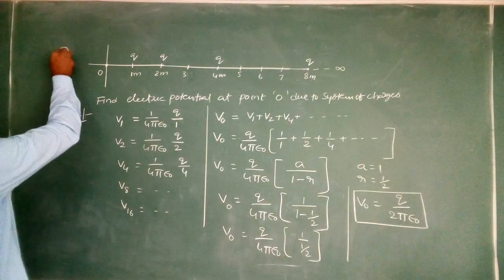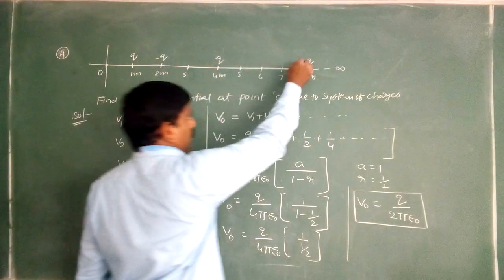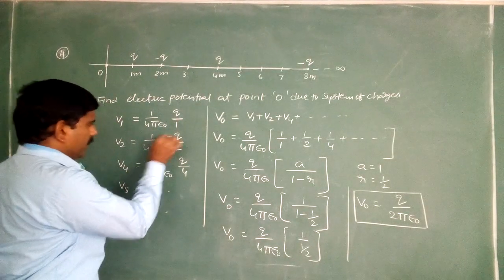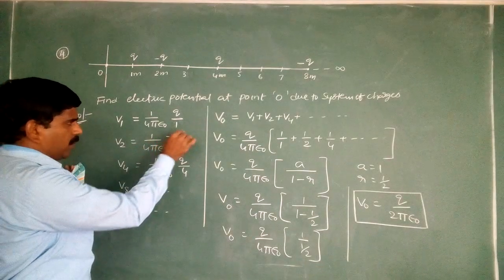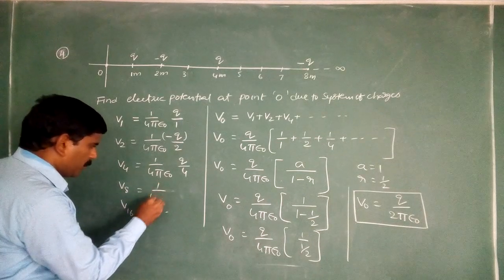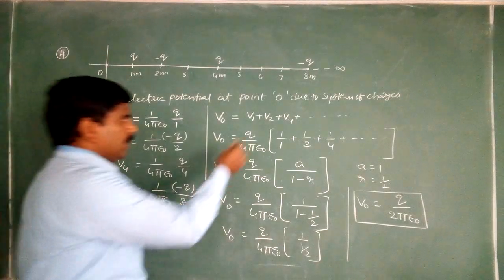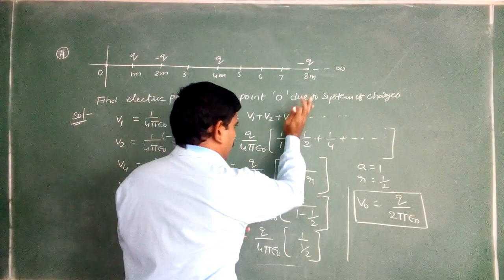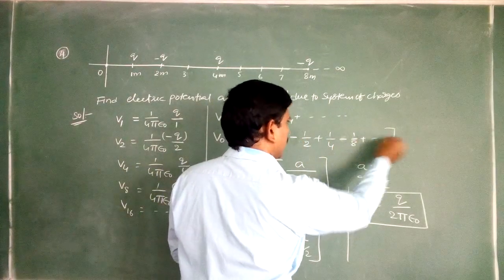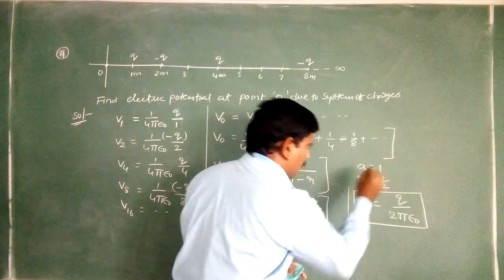Or maybe in the problem they give alternating charges. Fourth problem. First one is positive, second one is negative, next one positive, next one negative, and so on. In that situation we get V2 equal to 1 by 4 pi epsilon naught into minus Q by 2. Next V8 is also 1 by 4 pi epsilon naught into minus Q by 8, and so on. Here this is minus, here is also minus, meaning 1 by 8 plus, and so on. Right now the R value becomes minus half.